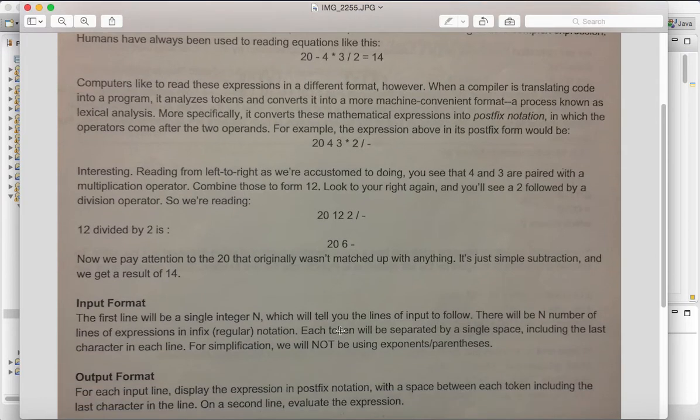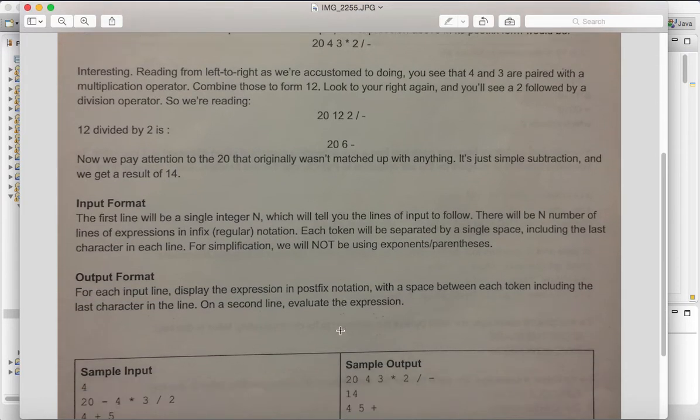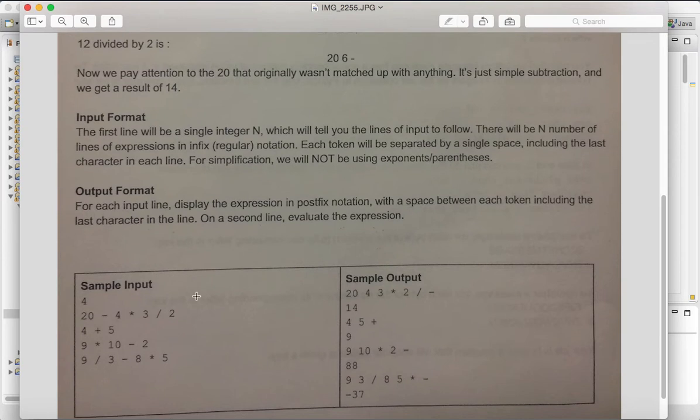So here's what you're going to have to do in this problem. You're going to have to be able to read in a number, so how many different things you're going to input, then take in a bunch of infix expressions or expressions that you're used to. There'll only be integer numbers, and the operators will only be minus, times, divide, and add. And then the output is going to be, for each of these lines, the postfix expression and then the value of the expression.